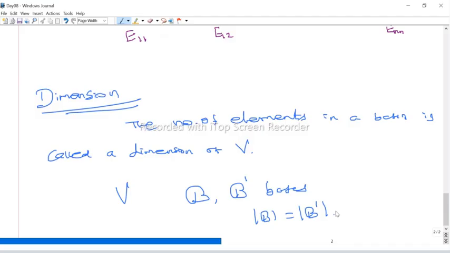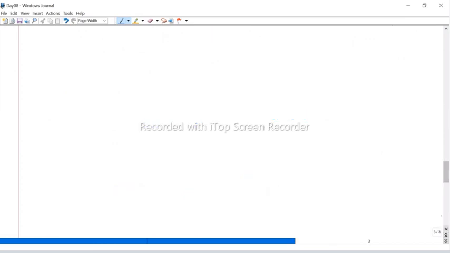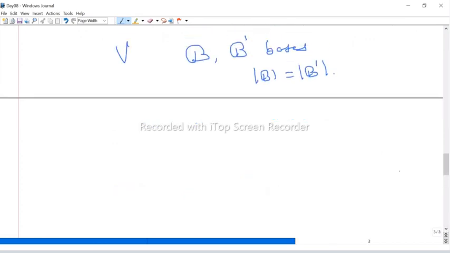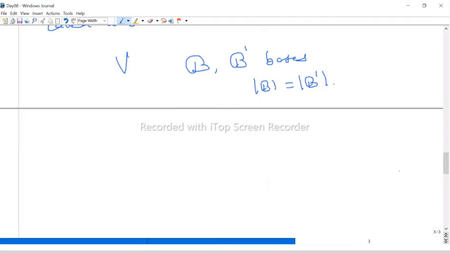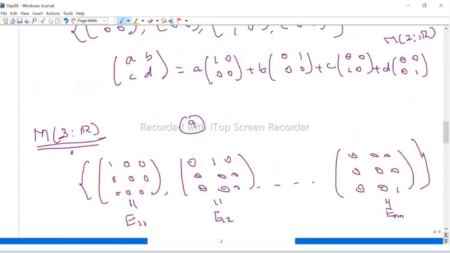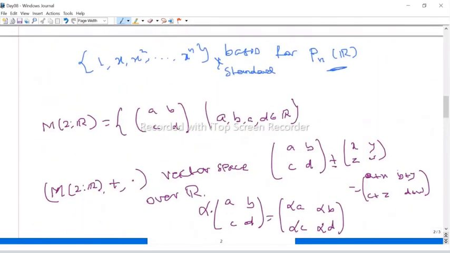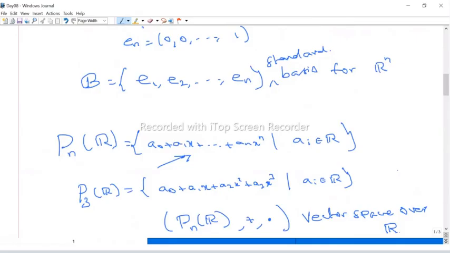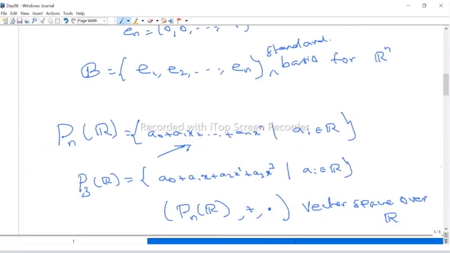If you take any vector space, a basis exists. Suppose the basis contains only a finite number of elements, we call it a finite dimensional vector space. Suppose the basis contains infinitely many elements, we call it an infinite dimensional vector space. So Rn is a finite dimensional vector space, because in Rn the number of elements is n, therefore it's an n-dimensional vector space. Rn is an n-dimensional vector space over R.